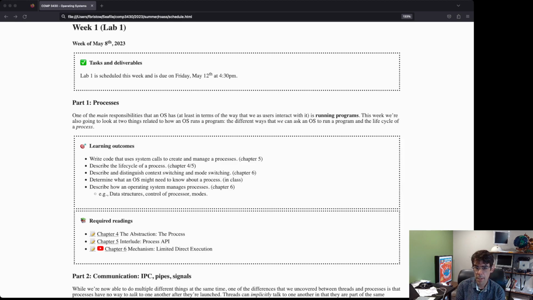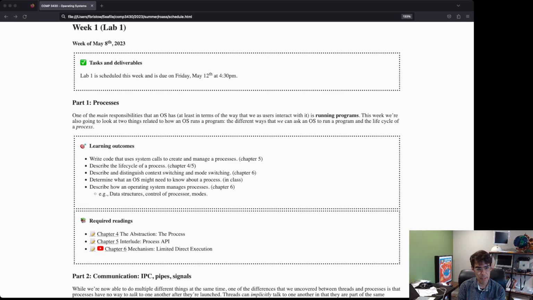Describe how an operating system manages processes, so data structures, control of the processor and modes. Control of the processor and modes is related to context switching and mode switching in chapter 6. And then this idea of hardware interrupts, so the operating system can regain control of the processor after a process has started to run on it. The data structures here are things like the process control block and the open file table. And again, that's what we were discussing yesterday.